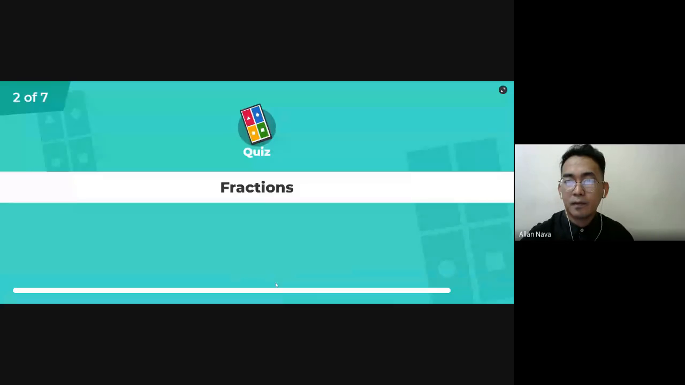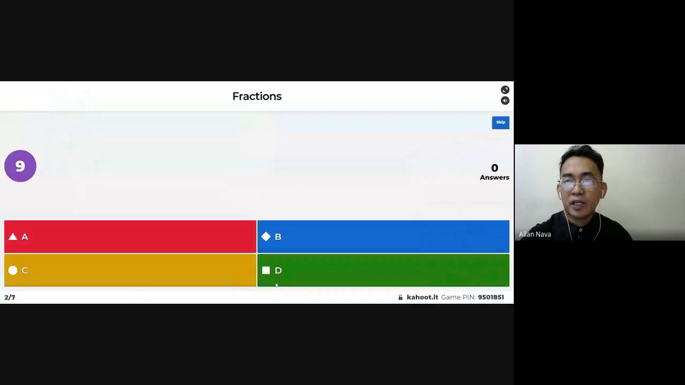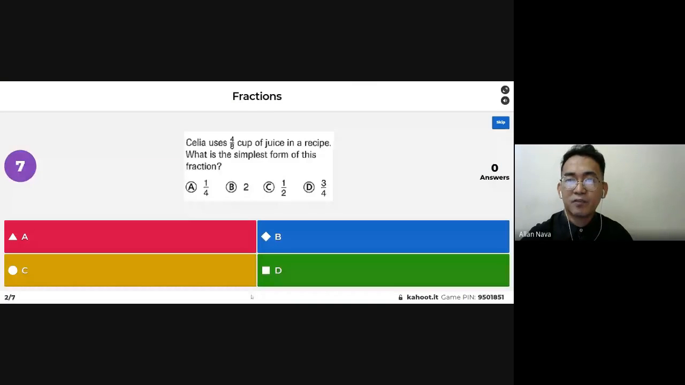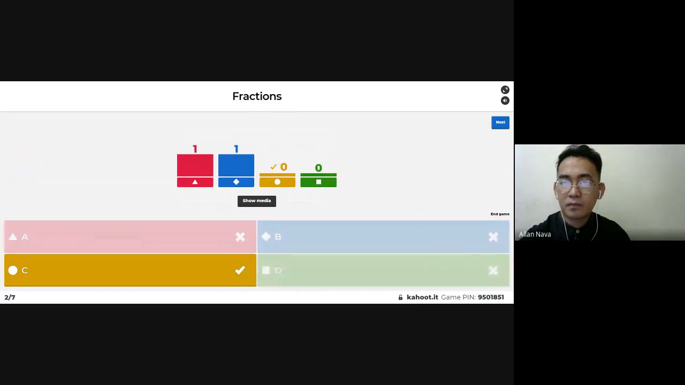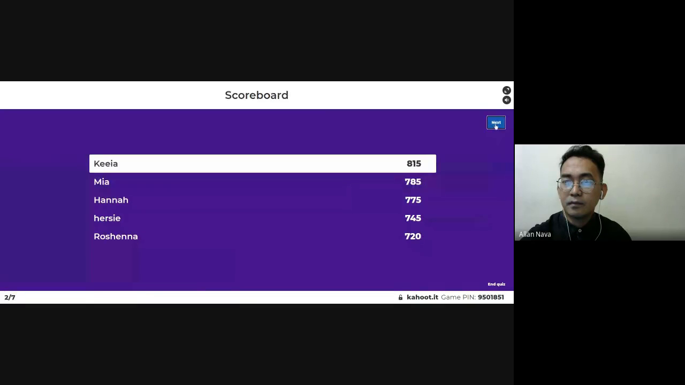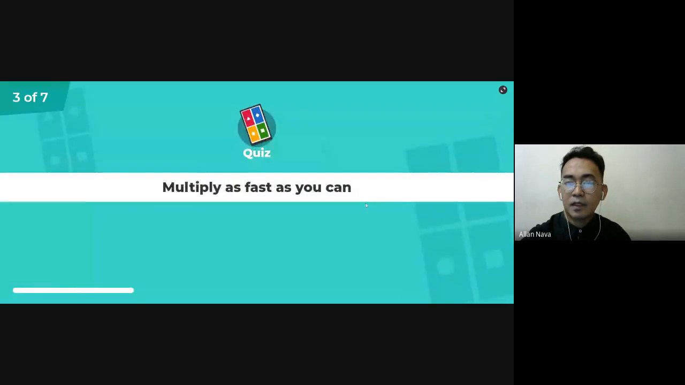Okay, next. Celia uses 4/8 cup of juice in a recipe. What is the simplest form of this fraction? Okay, the correct answer is C. Next. Multiply as fast as you can.